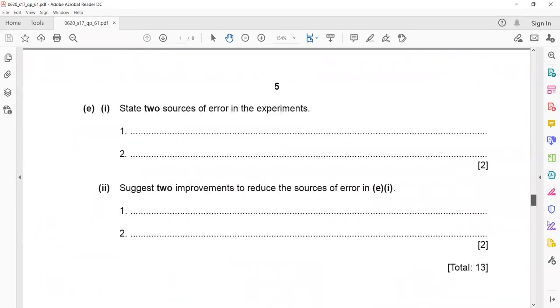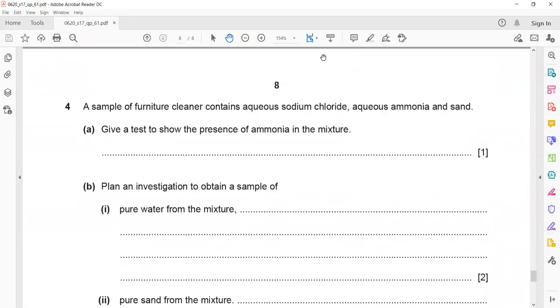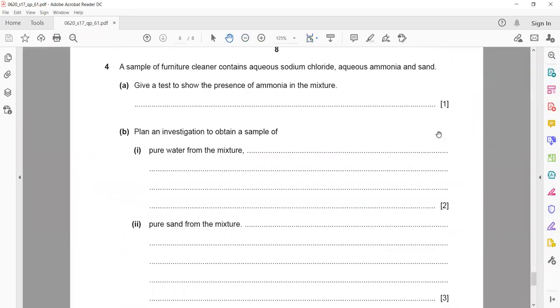So the last question we'll discuss is related to planning of the experiment. We have a sample of a furniture cleaner containing sodium chloride. It is similar to yesterday's experiment, in which we were separating silica, water, and sodium carbonate. So we have sodium chloride, aqueous ammonia, and sand.